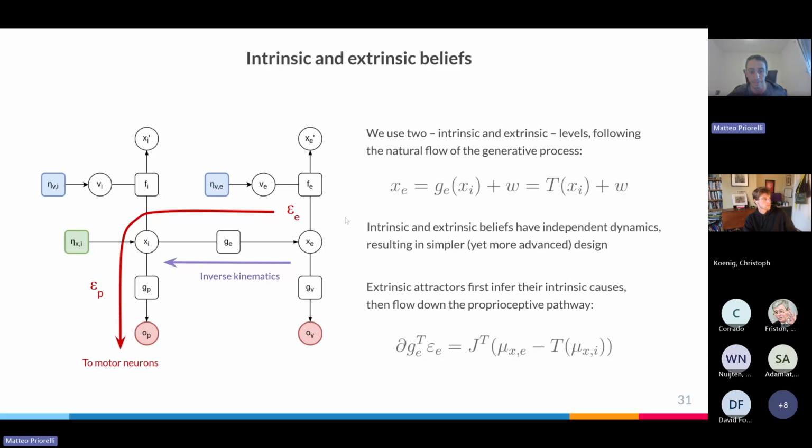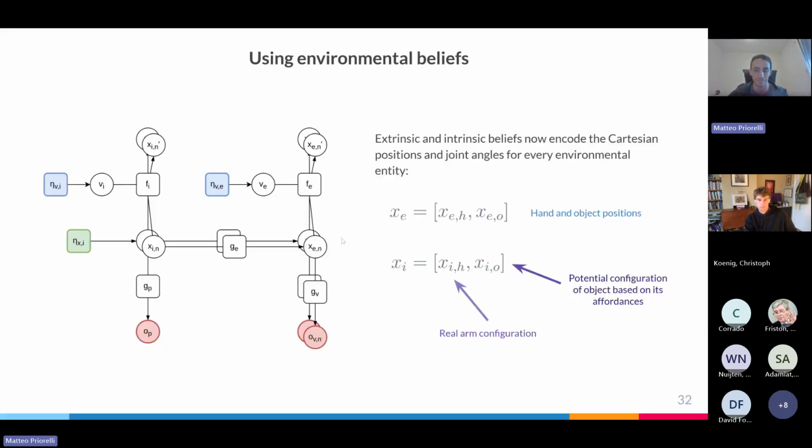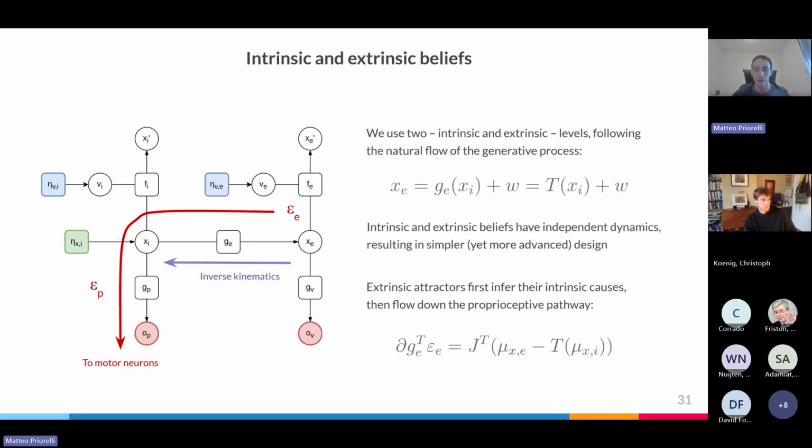And the inverse kinematics in this case, you see, emerges naturally by inversion of this generative model. And in this case, the goal-directed behavior results from inferring the intrinsic causes of the extrinsic attractors and then flowing down the proprioceptive pathway. And you see that the inversion of this generative model and the backpropagation of the extrinsic prediction error results in an update equation which is very similar to the dynamics function used in robotic implementations.